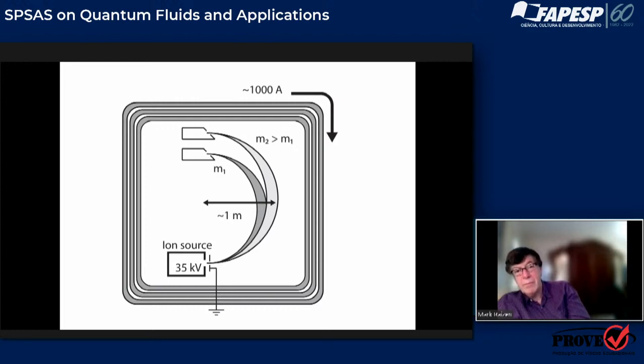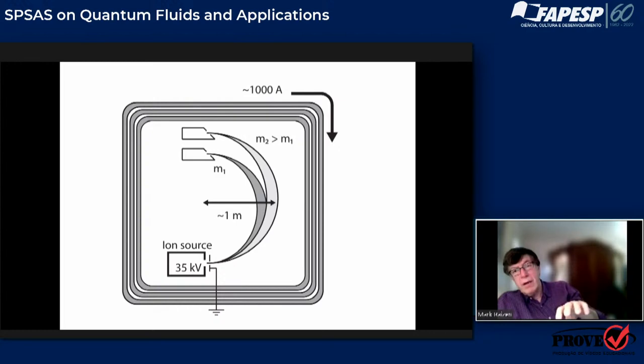So you start out with a source of atoms in an oven. You heat them up to make gas phase, and then you ionize them, creating what we call an ion source, where the ions are accelerated to tens of kilovolts, here 35 kilovolts. These ions then enter a region of a very large magnetic field, over one Tesla, over a large volume, which is many cubic meters, shown schematically by these coils with thousands of amps flowing.